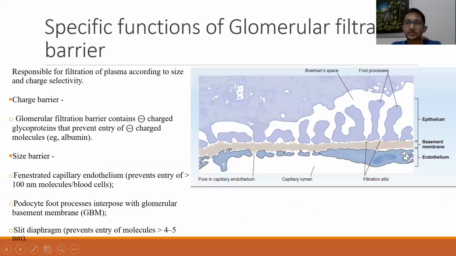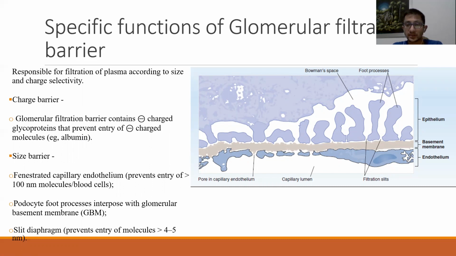So the specific functions of the glomerular filtration barrier, you can see, is there's a charge barrier and there's a size barrier. So these are two important qualities of the glomerular filtration barrier, because the blood needs to be filtered, but even though a majority of it is reabsorbed or secreted, which we'll come to later, it can't. There needs to be some cutoff.